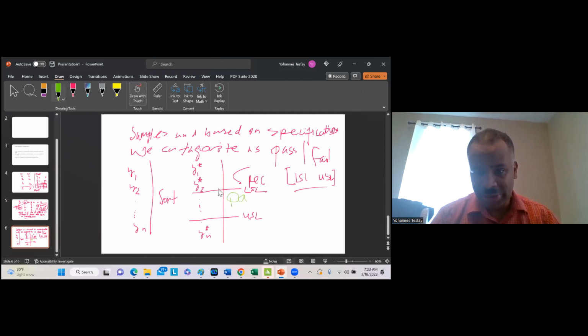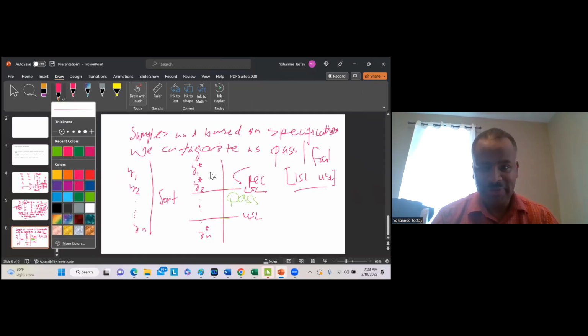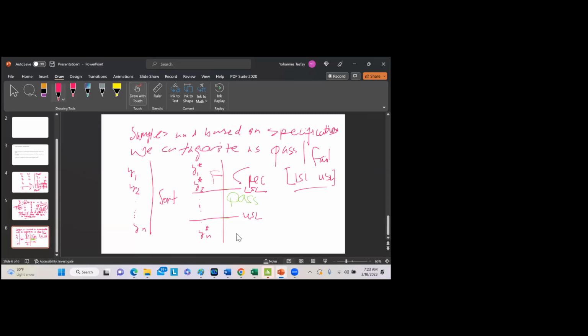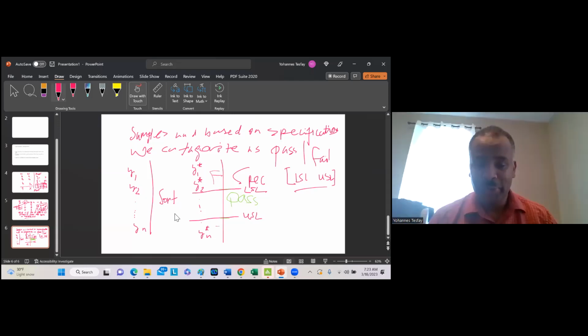Okay, those measurements from here to here are passed, but this one is failed, and this one is failed, and this one is failed. Am I correct or no? Yeah, correct. Okay, good. So now those measurements were variable measurements, but we're just going to categorize them as pass/fail, just like that.